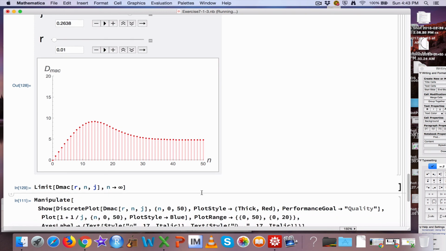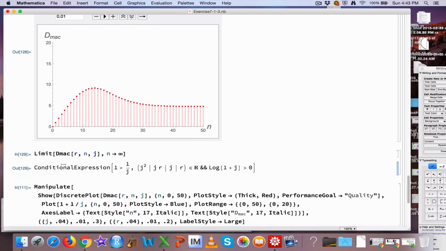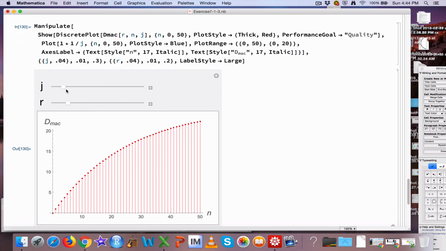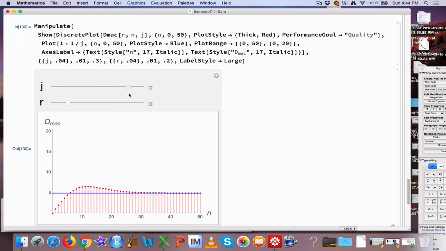There is a horizontal asymptote. This has got a limit too, and it's actually a fairly simple limit. Ignore this conditional expression stuff. It's 1 plus 1 over j, as the limit of that as n goes to infinity. And I guess you can imagine bonds that have a large number of coupons more easily than thinking about r or j being really big. So this is probably a more useful thing. The limiting value of this is 1 over 1 plus j, and you can graph that in here and see it when j is relatively large and r is relatively small.